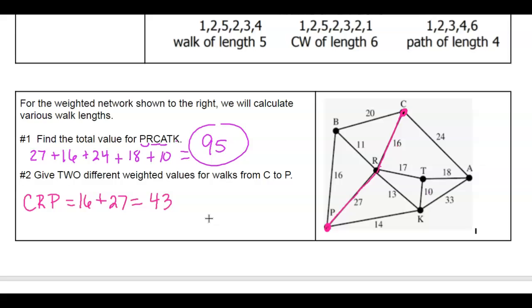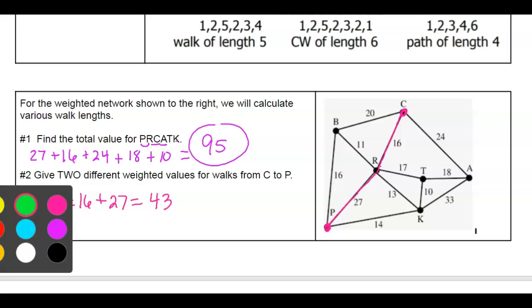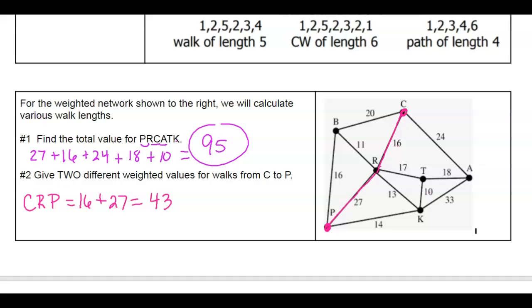Now let's do green. I also want to start at C and end at P, but I can go a different direction. I'm just totally making this up. So I want to do C, A, T, K, P. So 24 plus 18, then we went 10, and then we went 14.